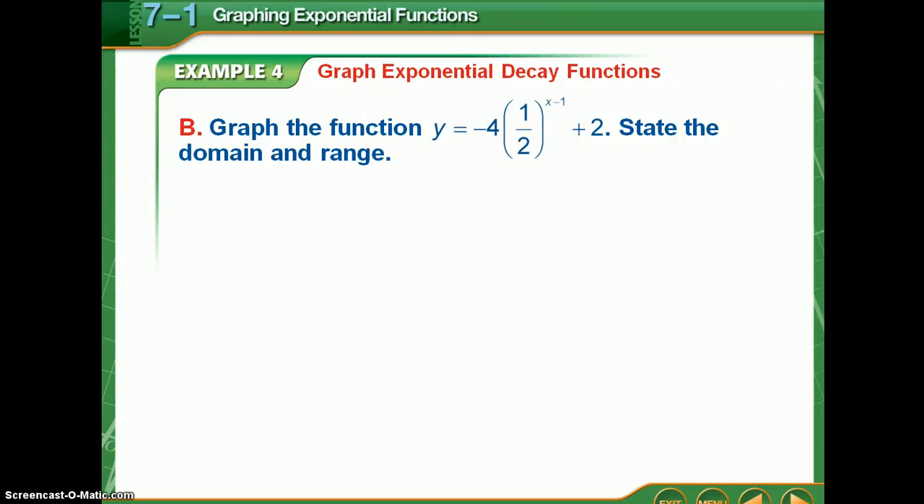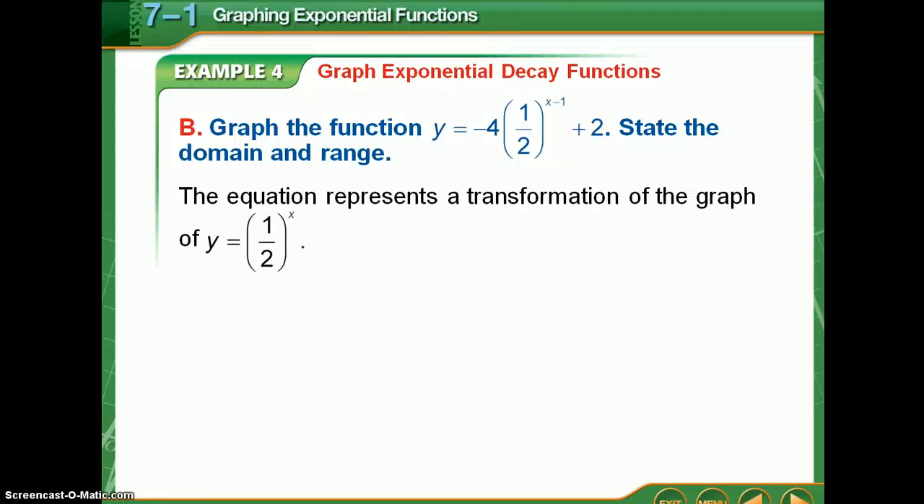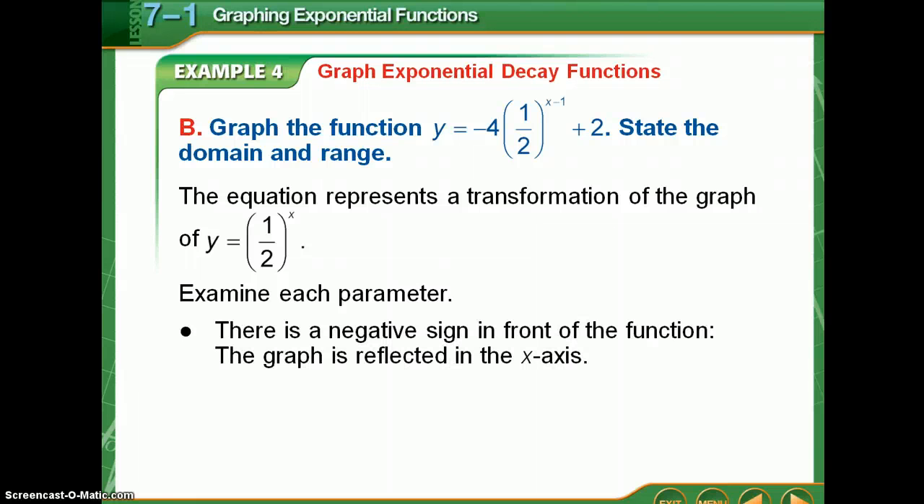Now they're wanting us to graph the function y is equal to -4 times (1/2) to the x minus 1, plus 2. Now this equation represents the transformation of the graph y is equal to (1/2) to the x. That's the parent function. Let's look at the parameters of this one.